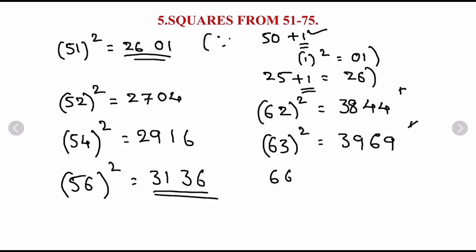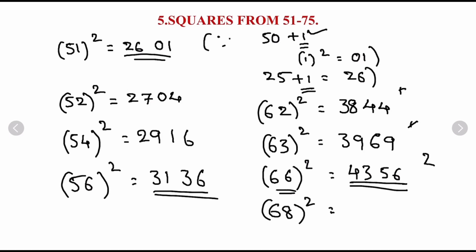It is 66 square. How much more than 50? 16. 16 square, 256. 2 carry forward. 25 plus 16, 41 plus 2, 43. To go with another example, 68 square. How much more than 50? 18. 18 square, 324. Keep 24, 3 carry forward. So 25 plus 18, 43. 43 plus 3, 46. 4624.